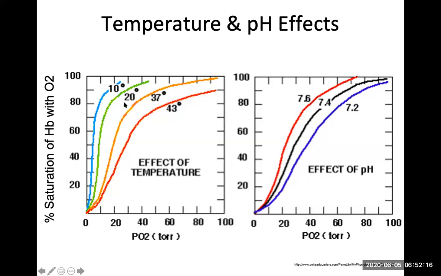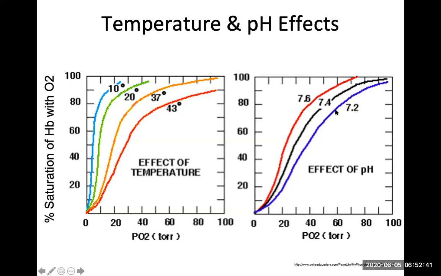Colder temperatures, such as the 20 degrees Celsius or 10 degrees Celsius in green and blue, shift the curve to the left. And anything that shifts this curve to the left will decrease the ability of hemoglobin to offload its oxygen. The same thing can happen for pH, and that's where we'll get into talking about the effects of pH in the blood. So 7.4 is the normal pH of the blood.